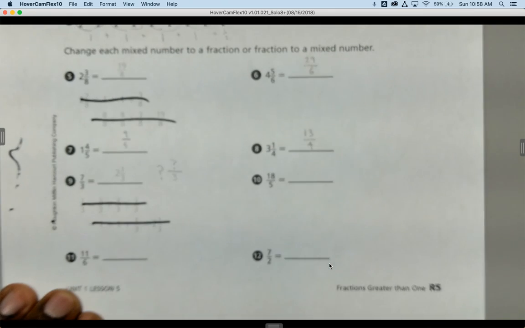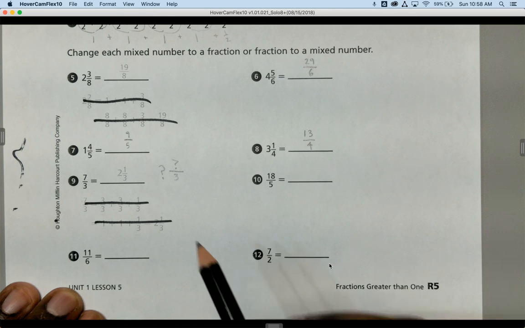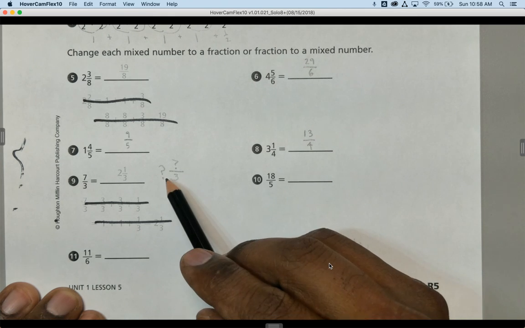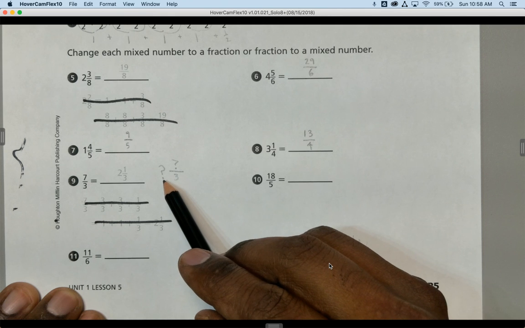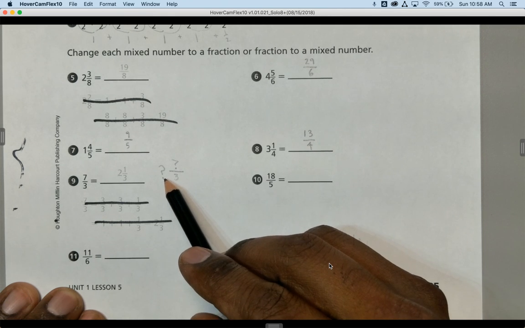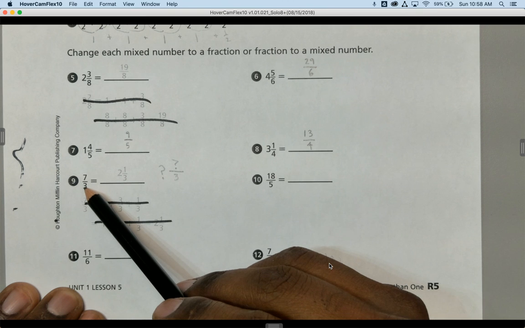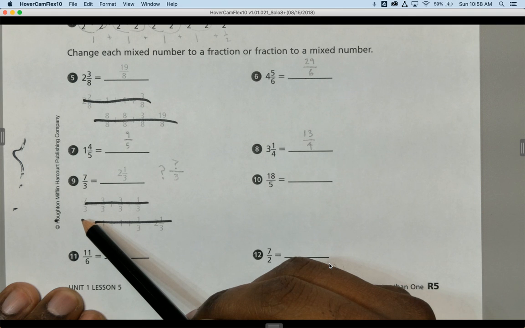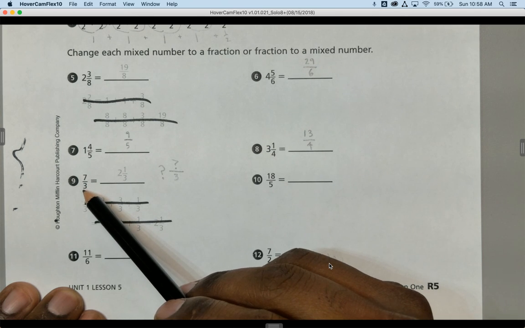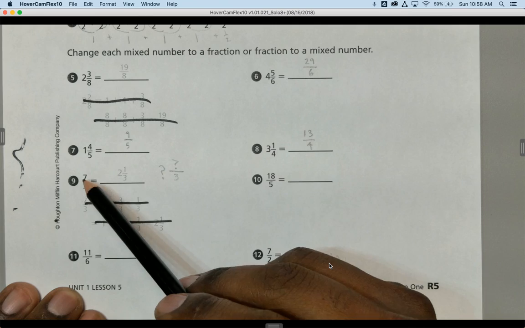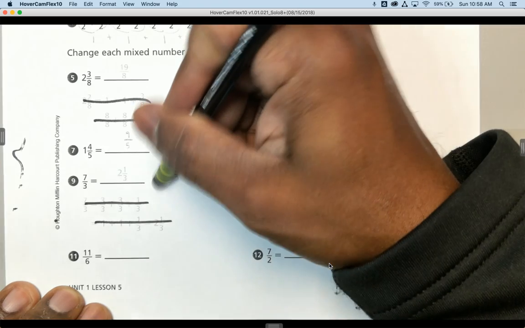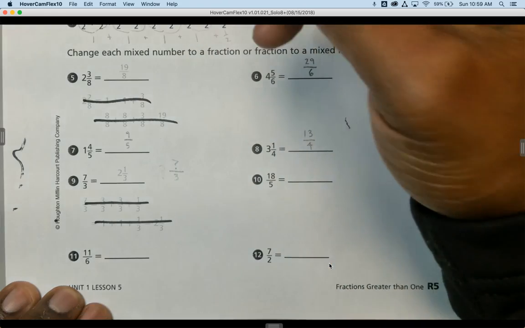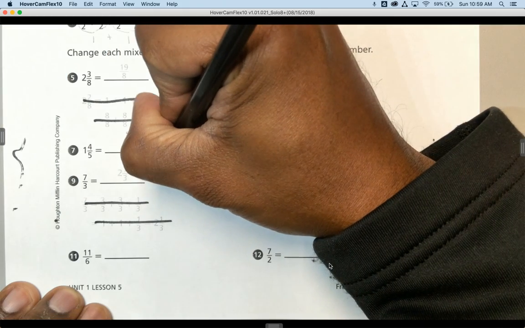Now, let me explain how I solve for what the whole number is going to be, the big question mark. Here's how. I ask myself, how many times does 3 go into the 7 without going over? 3, 6, 9. Oop, 9's overshooting it. 3, 6. We could say that 3 goes into 7 twice, doesn't it? Because 3 times 2 is 6. 3 goes into 7 2 times without going over.